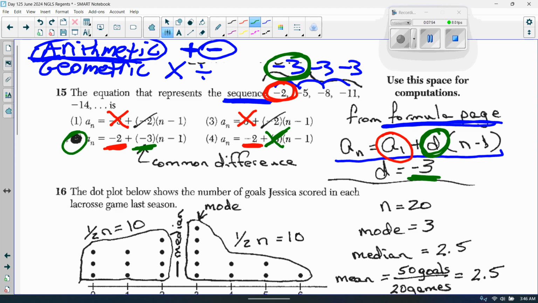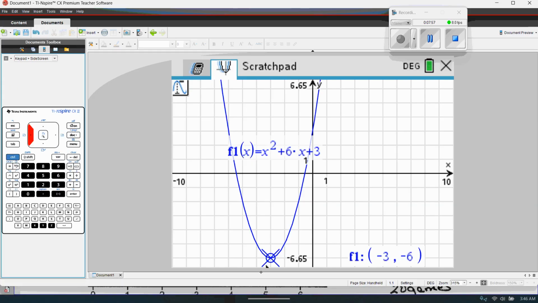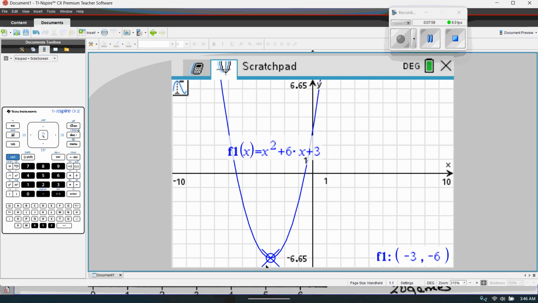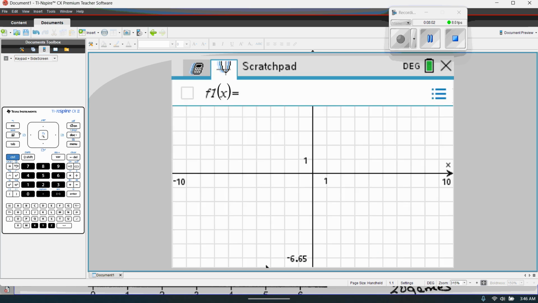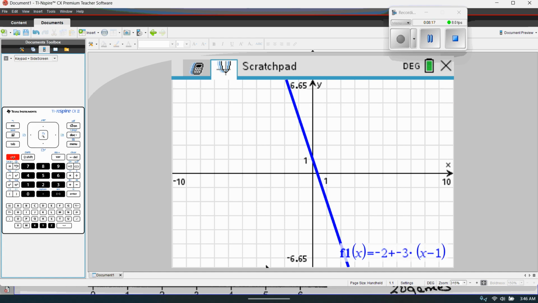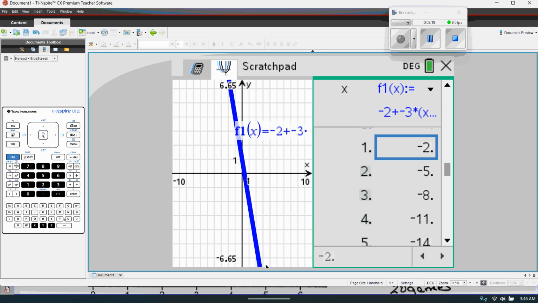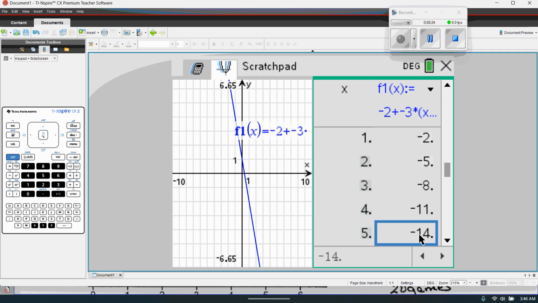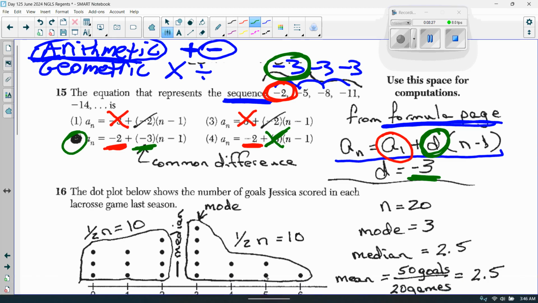Here's what you could always do if you really want to make sure you got it right. If you go to the calculator, here we go. We type in, let's delete this, -2 plus -3. We're typing each answer exactly as we see it. Let's type in the actual answer though. Instead of n-1, type in x-1. If you go to the table now, you can clearly see -2, -5, -8, -11, -14. That's the sequence we just had. So we know we're right because it gave you the same exact numbers. So there's your winner, okay?